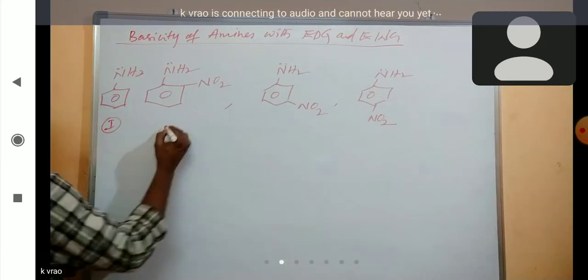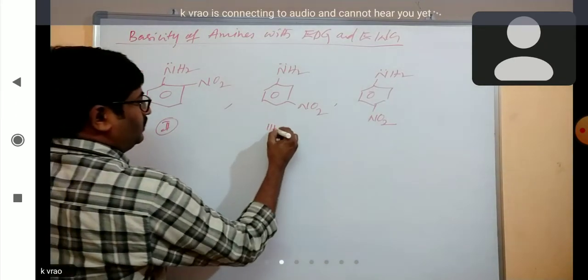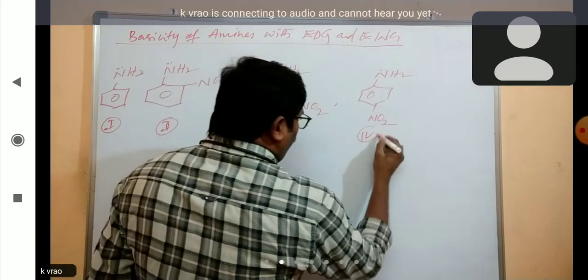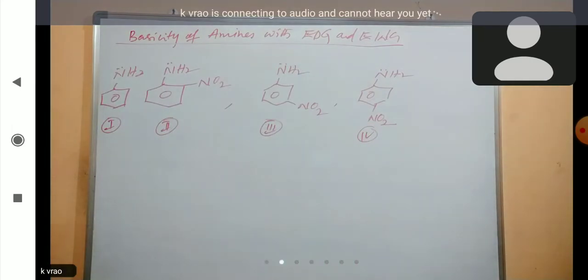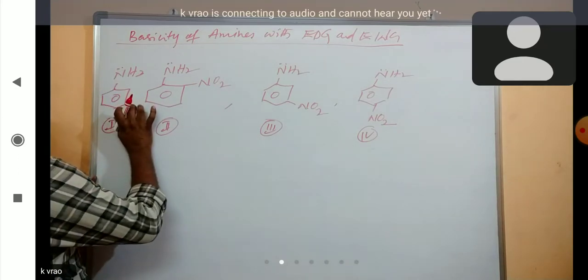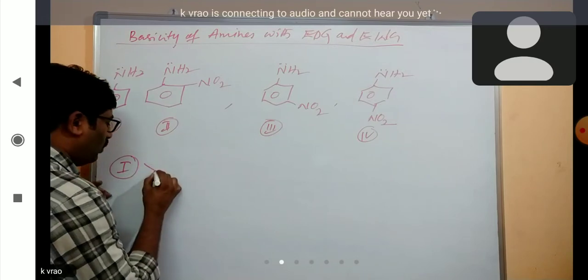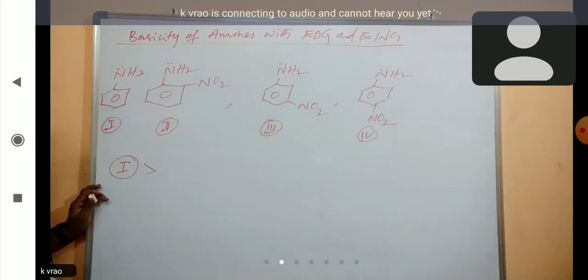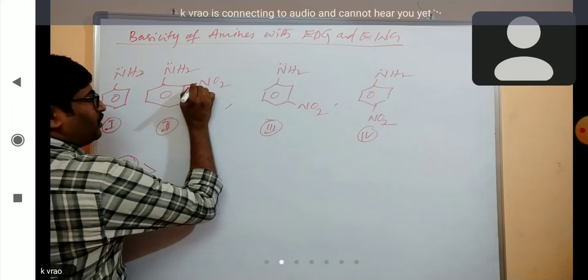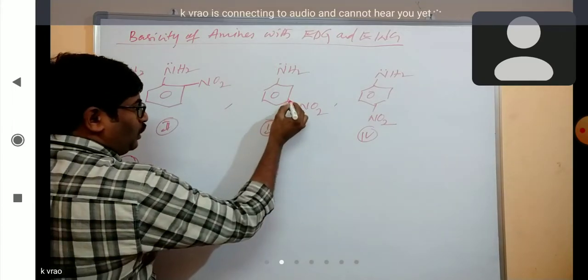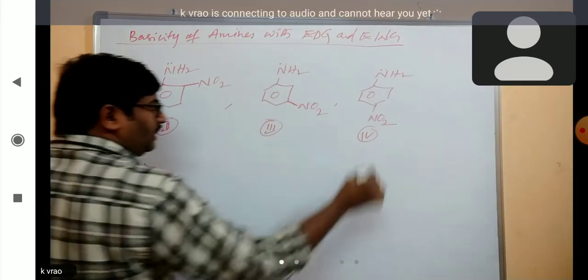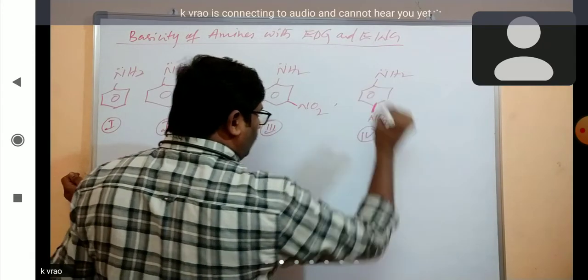This is the first structure, second, third, and fourth one. What is the basicity order? Without any group, without electron withdrawing group, it is more basic in nature. So one is greater than. Electron withdrawing group is present on the ortho position, on the meta position, and on the para position.